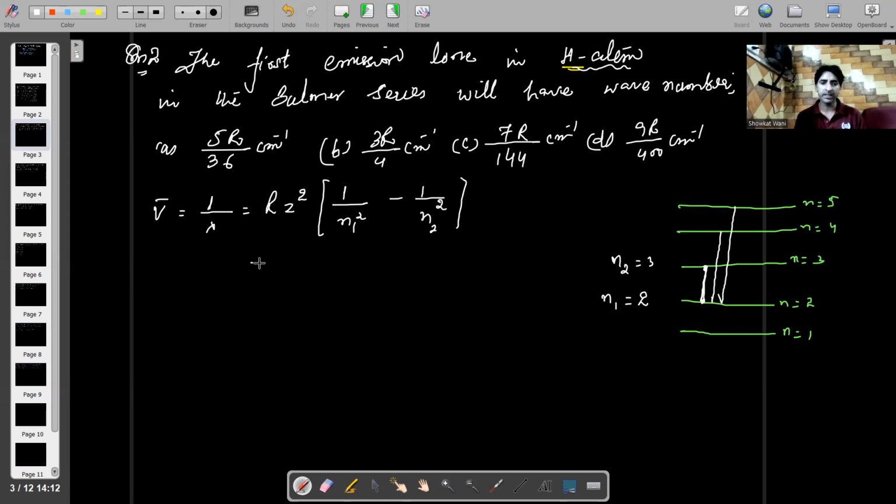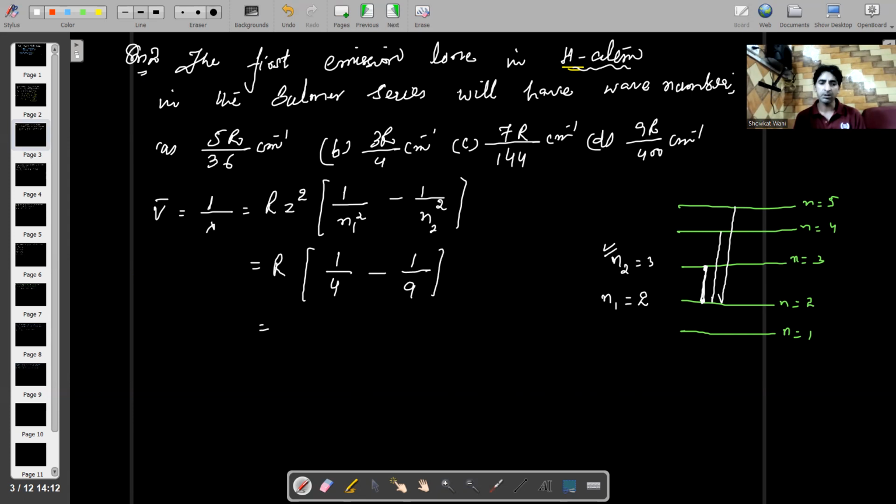So let us further solve it. R over here is the Rydberg constant, Z is 1, so there's no sense in writing it. 1 divided by n1 square, n1 over here is 2, so 1 divided by 2 square, that's 4. Minus 1 divided by n2 square, n2 in this case is 3, so it will be 1 divided by 3 square, that's 9.